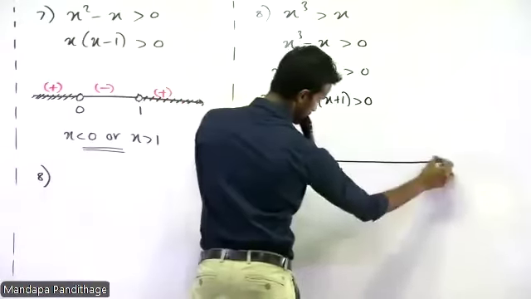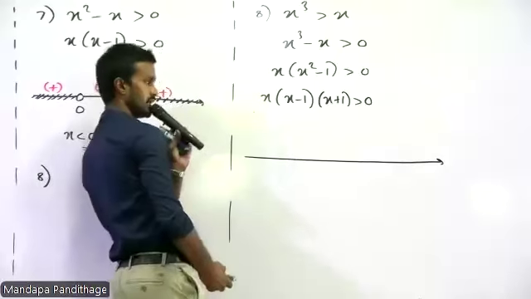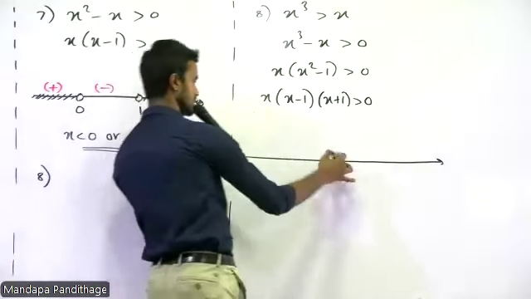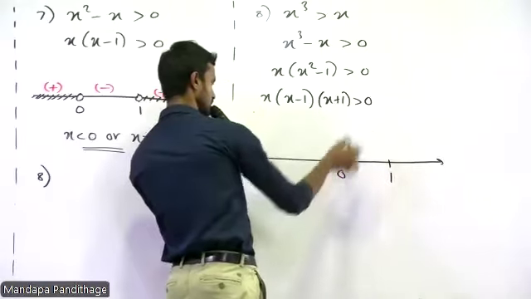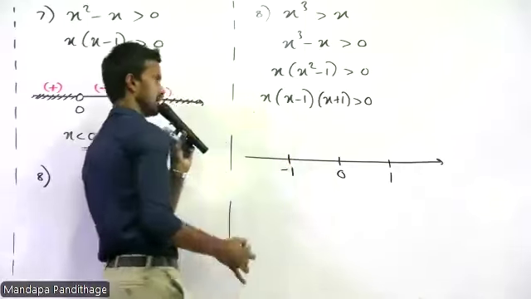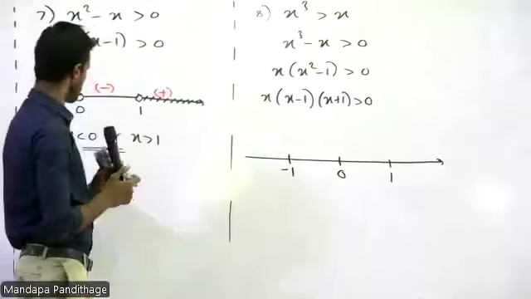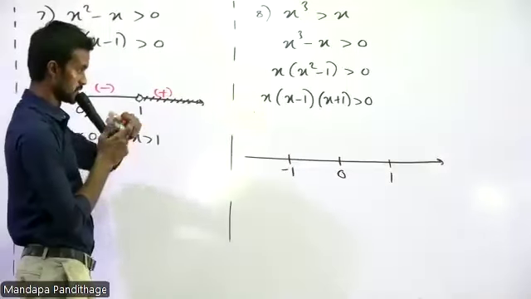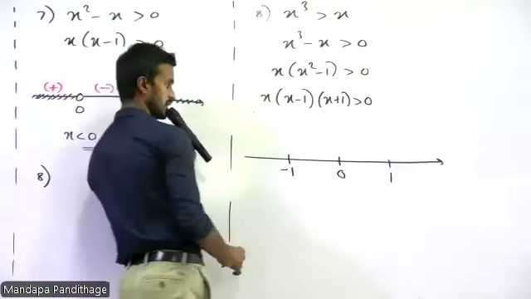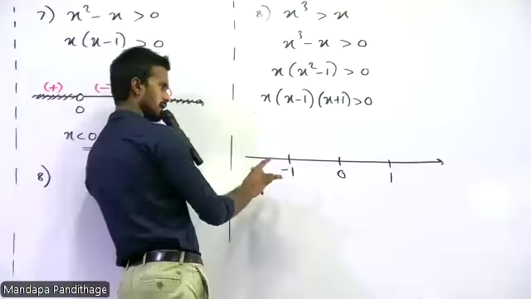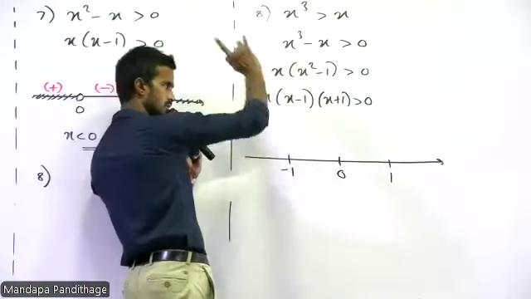And now it is clear. Mark every value that makes this 0. This becomes 0 at 0. This becomes 0 at 1. And this becomes 0 at minus 1. Same drill. Only difference is we are having three terms. So think of a number, same drill. Even though the number of factors increase, nothing changes.